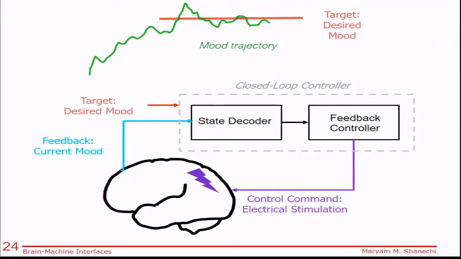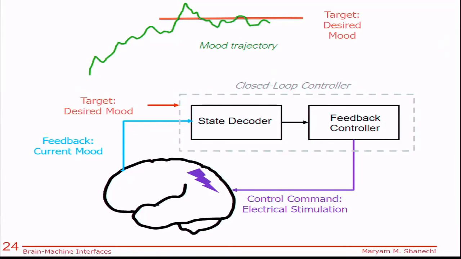The idea is that now the plant to be controlled is the brain. The control command is, for example, electrical stimulation. The feedback is the neural activity that I observe from the brain. And for example, from that, I can decode what the current mood is. I have a desired mood state that I want to go to, and I use a controller to go there.